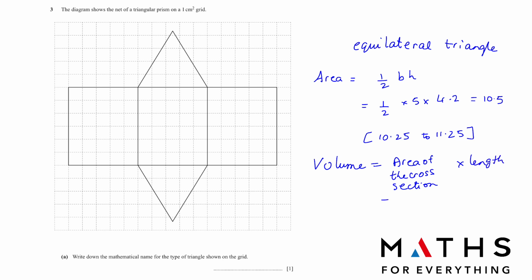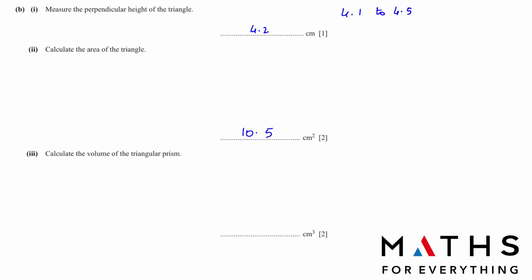Area of the cross section is the area of the triangle which we already found, which is 10.5 multiplied by the length. This is our length. 1, 2, 3, 4, 5, 6. This will give us 63. So our volume is 63 cubic centimeter. Again, your answer can be between 61.5 to 67.5.